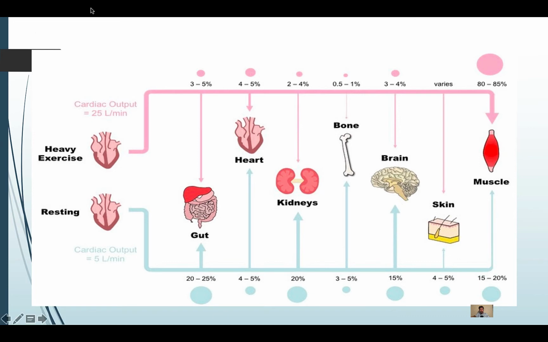So on the top, the pink exercise, you're seeing a heavy exercise load. You can see that we're actually changing the level of blood flow. We're actually at 80 to 85% of blood flow, or of cardiac output, moving towards the muscles compared to 15 to 20%.